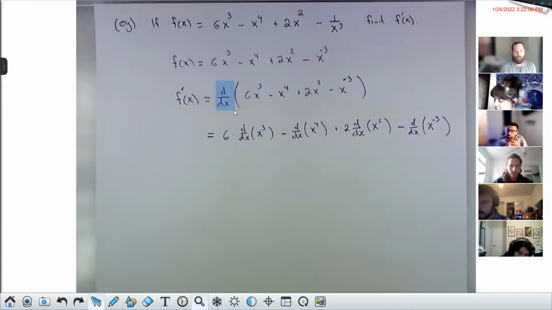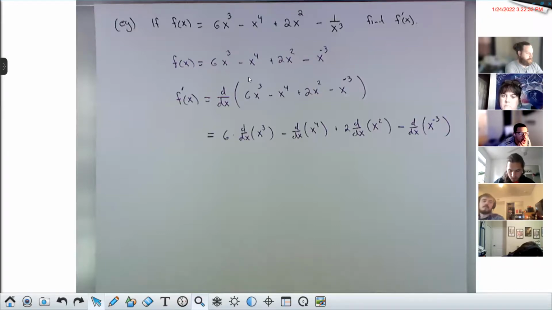So if I want to take the derivative of this sum of power functions, I can do that by taking the derivative of each piece on its own. And then each of those pieces, any constant multiples will pop out. The negatives are constant multiples, right? That is a factor of -1. So it pops out according to the second part of our first theorem.